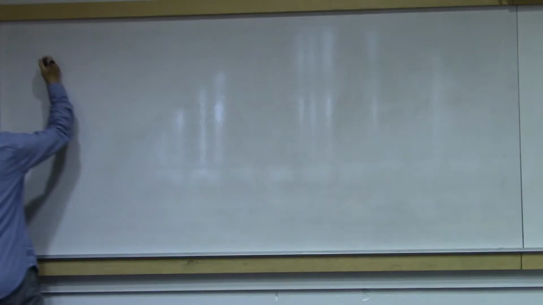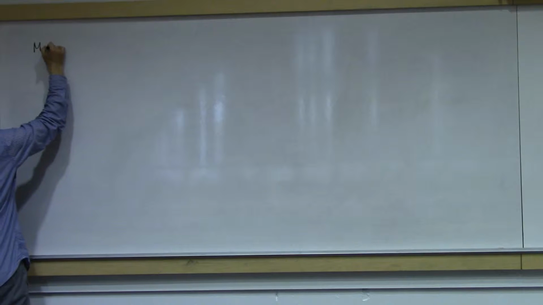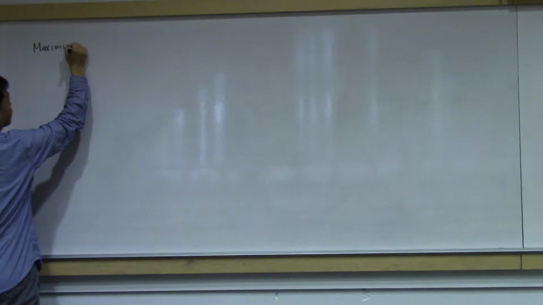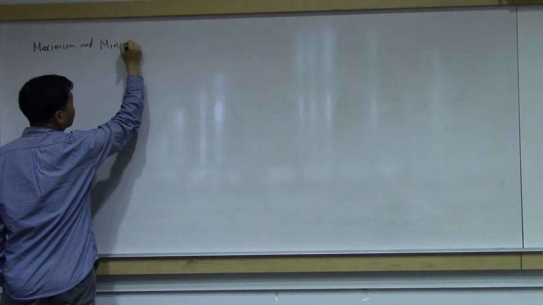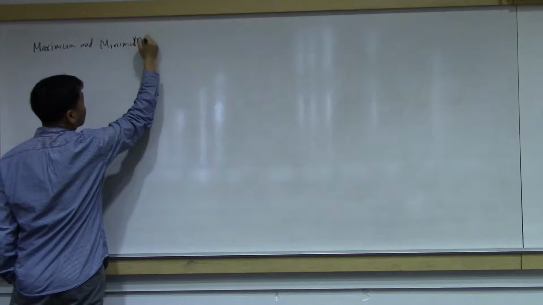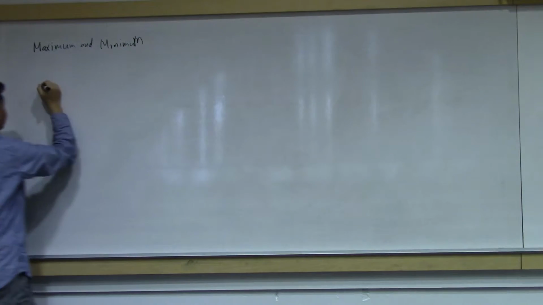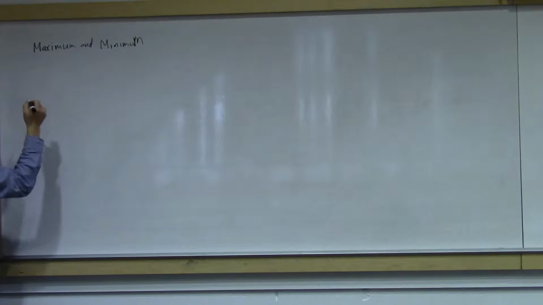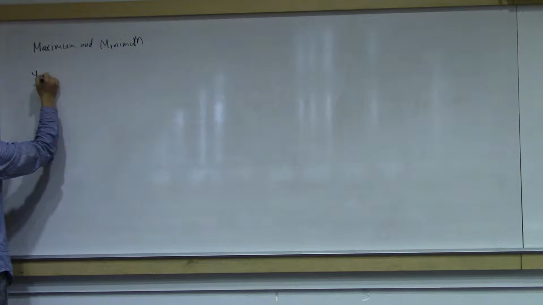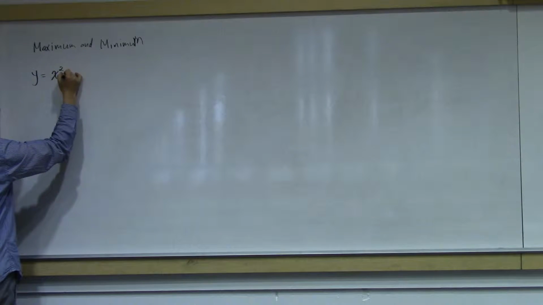Today we'll talk about maximum and minimum. Right, a nice function to think about for maximum and minimum is the following one. Let's start with a very simple one. Y equals x squared minus 1.